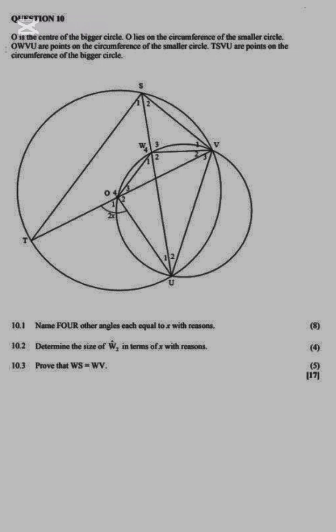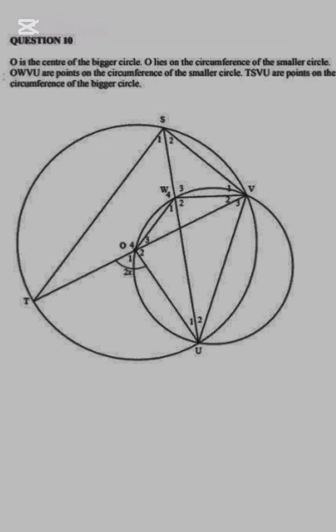Before we jump to solve questions, let's focus on the diagram. We are given that O is the center. TV is the line that passes through the center O and connects 2 points on the circumference. So TV is the diameter of the bigger circle. And what we know about diameter is that it subtends a 90 degrees angle at the circumference. Diameter TV will subtend 90 degrees angle at angle S.